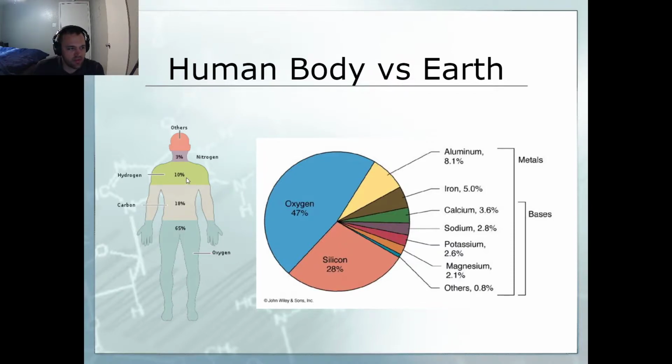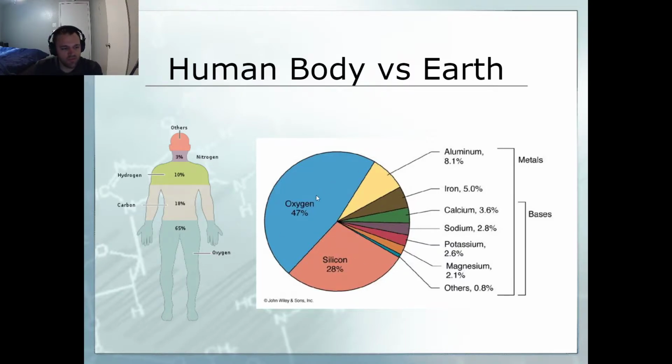Hydrogen makes up about 10%, nitrogen another 3%, and then a bunch of other smaller percentages of other elements, like the iron in your blood, and potassium and calcium that help your muscles work. That kind of stuff is the remainder. So you can see, breaking it down element by element, what a person is made of.